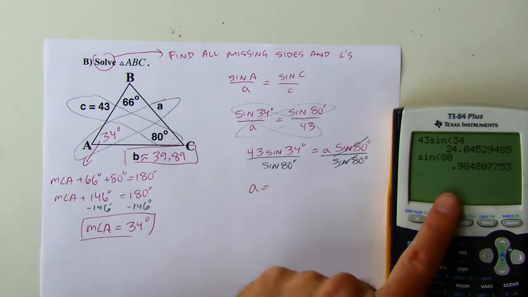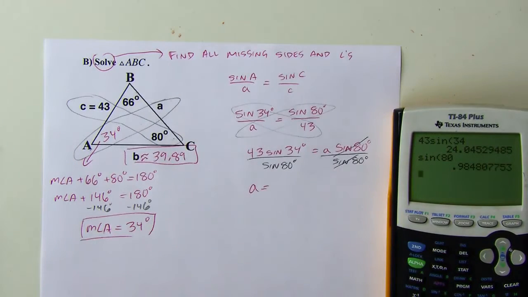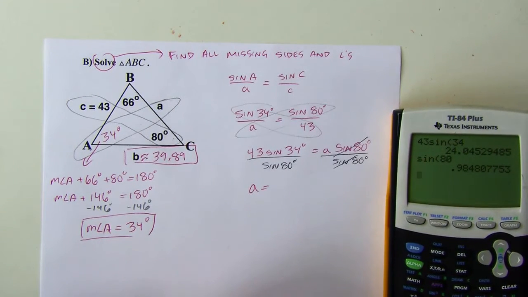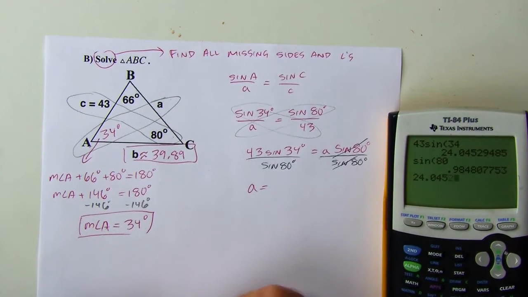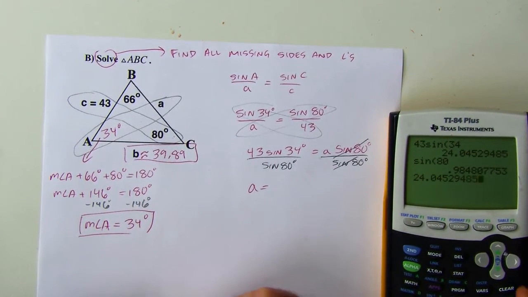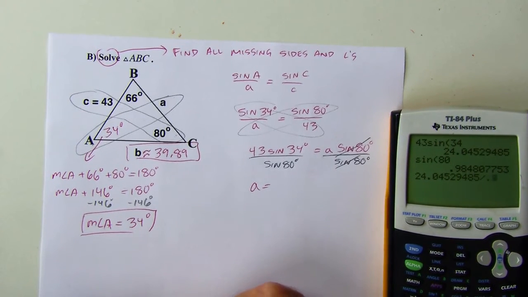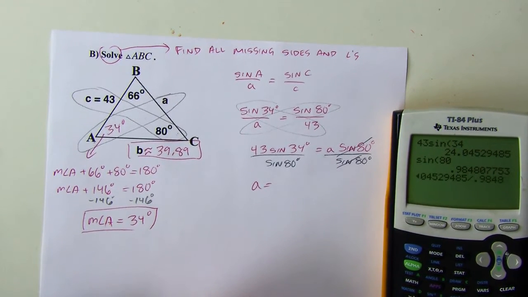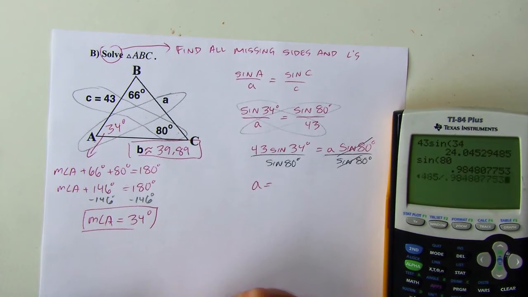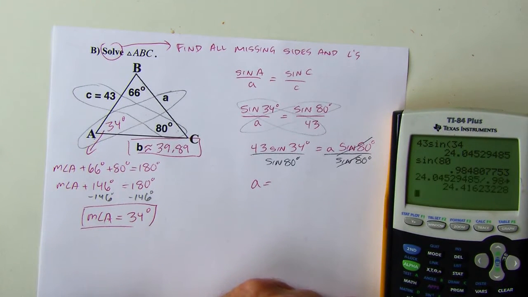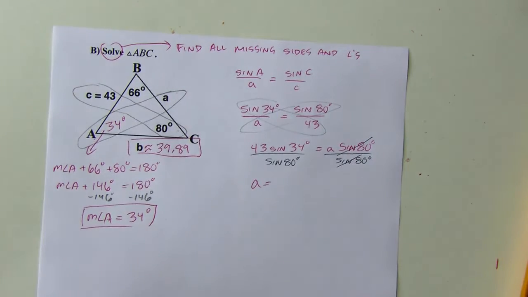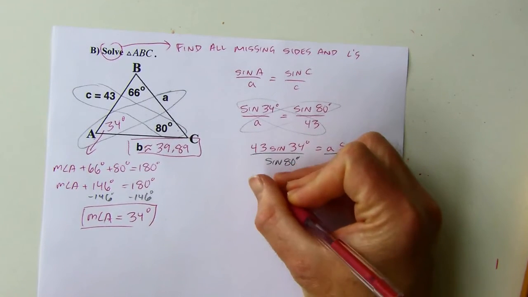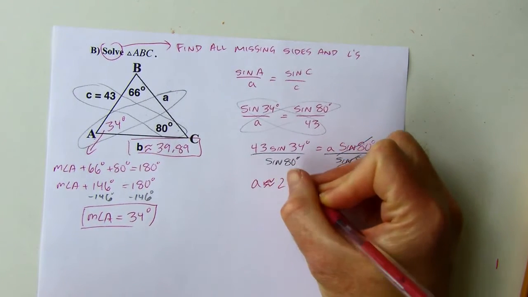You know, these calculators are nice because you can see your previous answers, so you might need to jot these decimals down as you go. So let's see. Divided by 0.9848. Okay, I put in more of the decimals than I probably needed to there, but then rounding to the nearest hundredth, I'm going to call that 24.42. So this is about 24.42.